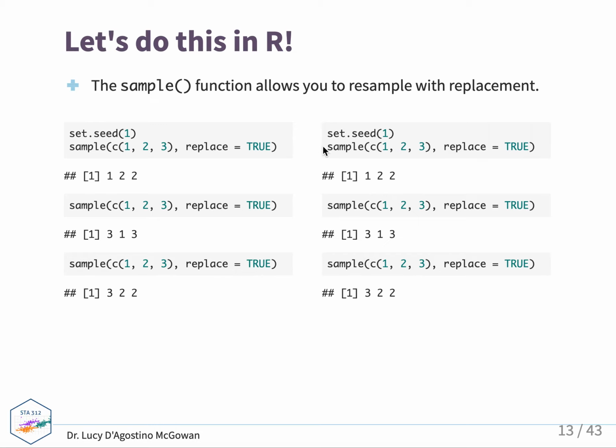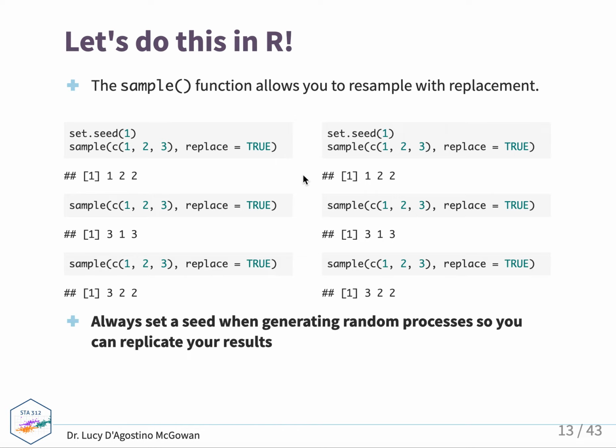So not only does it affect the very next random process, but it affects all the subsequent random processes as long as they're done in the same order. So anything that's done after the seed is going to give you the same result each time you run the full analysis. So you always want to set a seed when generating a random process so that you can replicate your results.